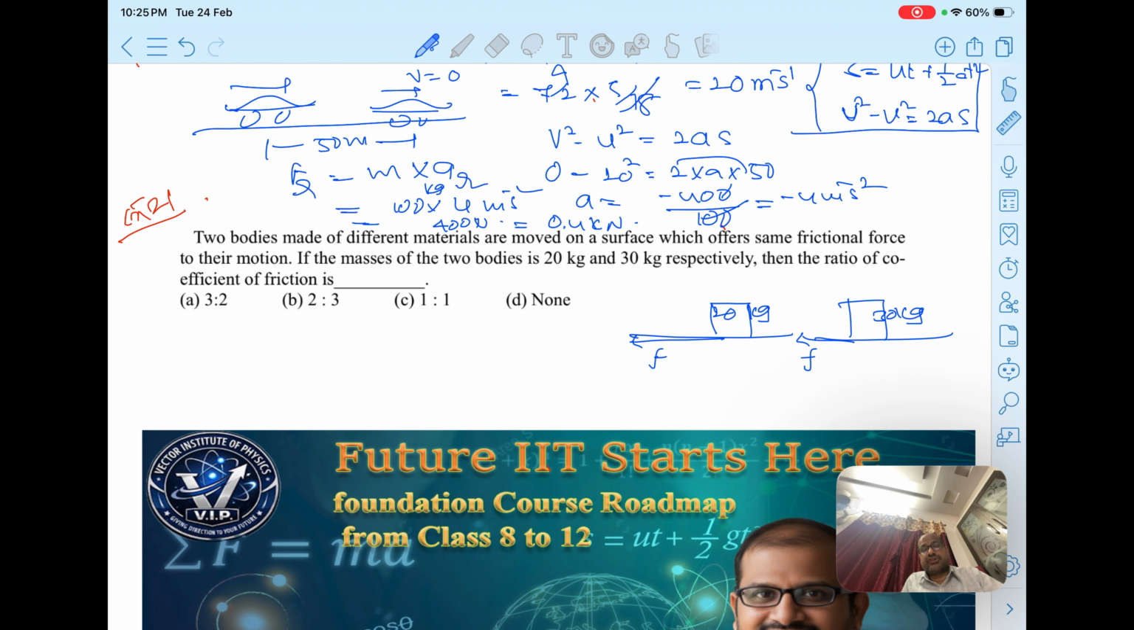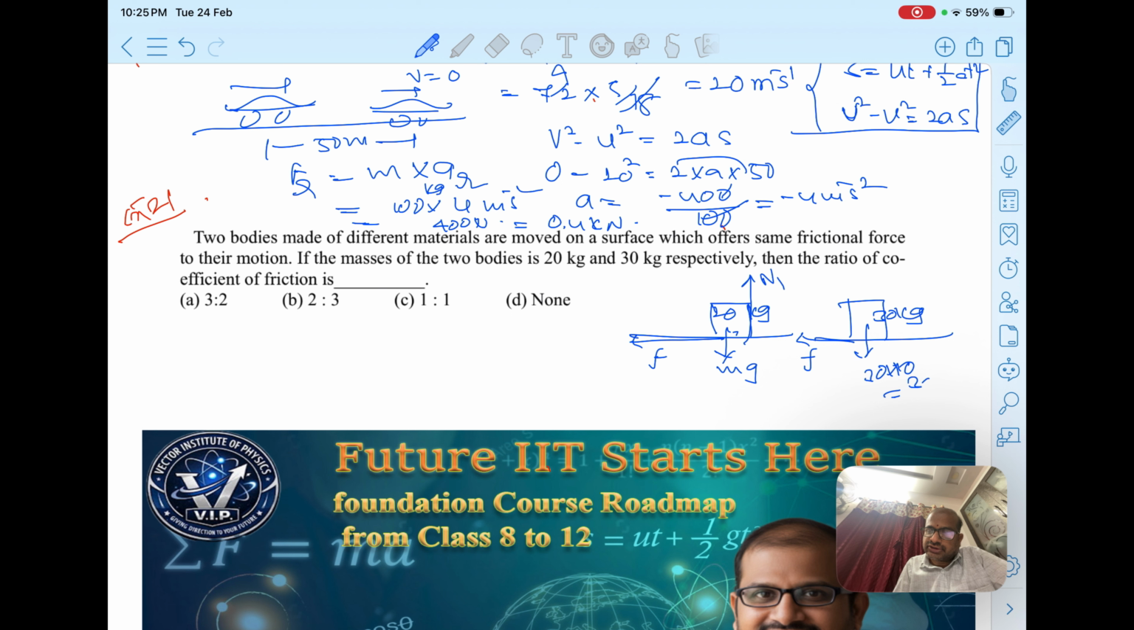Then the ratio of coefficients of friction is? Two bodies made of different materials are moved on a surface which offers the same frictional force. The frictional force is the same, the masses of the two bodies are 20 and 30, then find the ratio of coefficient of friction. It is a horizontal surface, right? So its weight mg acts downward, normal reaction n1 upward; the weight will be 30 into 10, which is 300 Newton. For the other, normal reaction n2 upward, and the weight will be 20 into 10, which is 200 Newton.